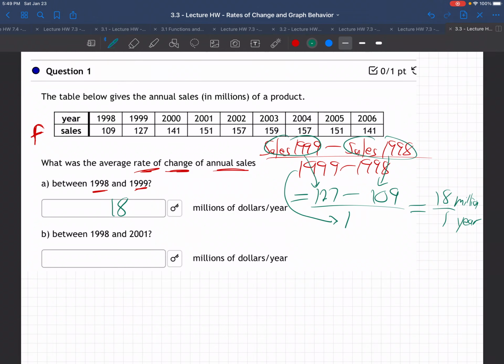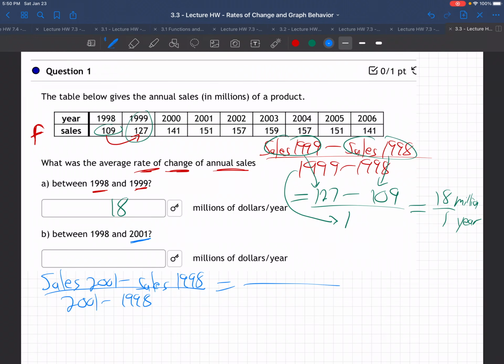So again, for this part we have sales in 2001 minus sales in 1998, over 2001 minus 1998. You get the idea? In other words, how many years was that? 1, 2, 3 years, right? This was 3 years, you don't have to write in the words. What was sales in 2001? Where is it? Right there. 151 million. And what was sales in 1998? There it is. 109 million. So you subtract those.